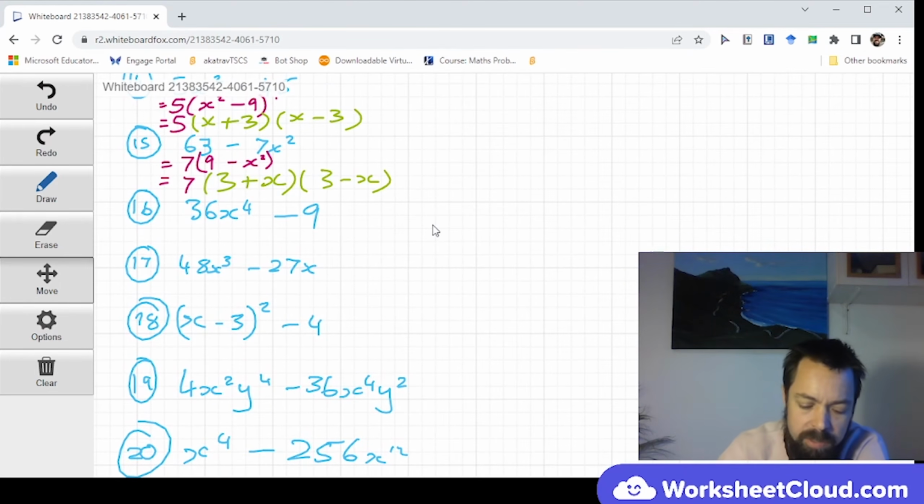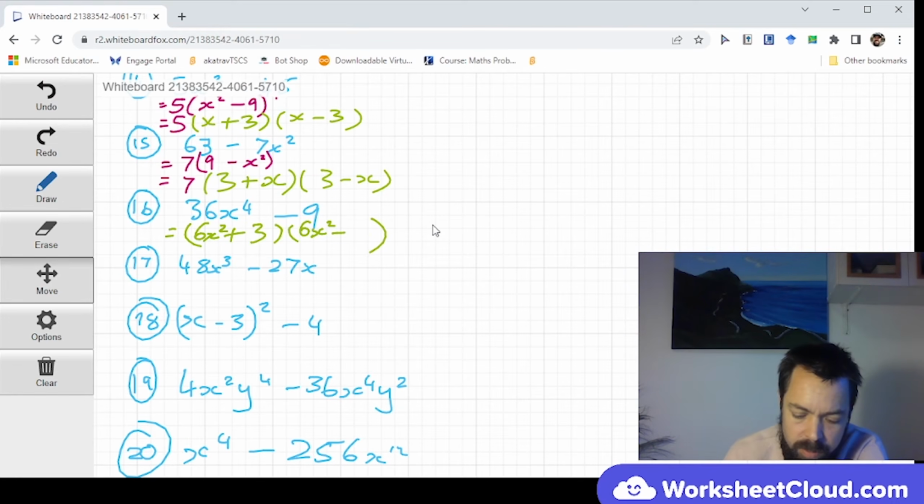We are flying through these. Okay, now I'm going to do this one two ways. So my immediate thing is I noticed that that's a squared and that's a squared. That's squared, so we could do difference of two squareds. So we could say 6x squared, 6x squared, 3 and 3.